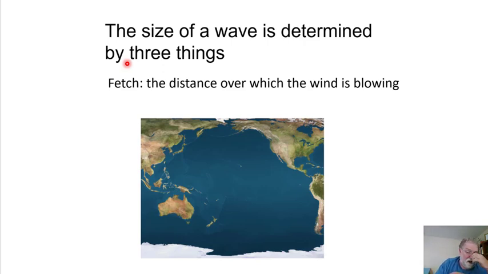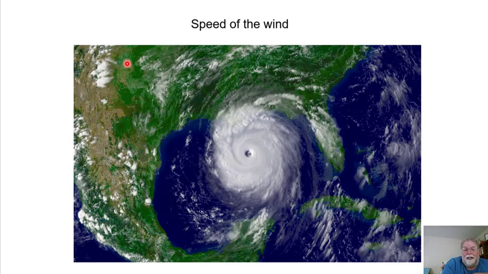Fetch is the distance over which the wind can blow undisturbed, right? And the Pacific has a huge amount of fetch that the wind can blow over undisturbed. And so it really does tend to pile up waves and make these really big waves because there is so much fetch, right? Now, we can make up for the lack of fetch in the Gulf of Mexico with a hurricane. Now, don't go surfing in a hurricane, because, don't do that.